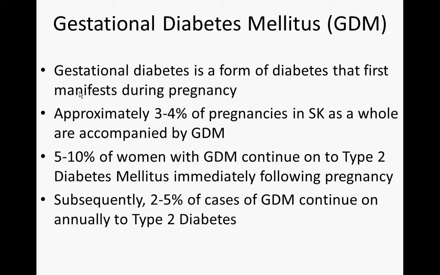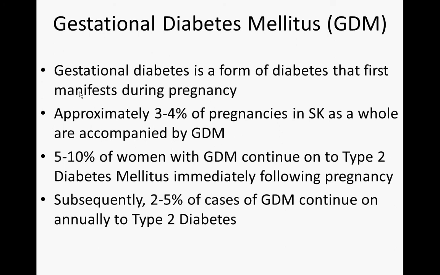Gestational diabetes, for those not familiar with it, is a type of diabetes that first manifests during pregnancy, and on a province-wide level, approximately 3 to 4% of pregnancies give rise to gestational diabetes. However, this figure is several times higher in the teens for our Aboriginal population.